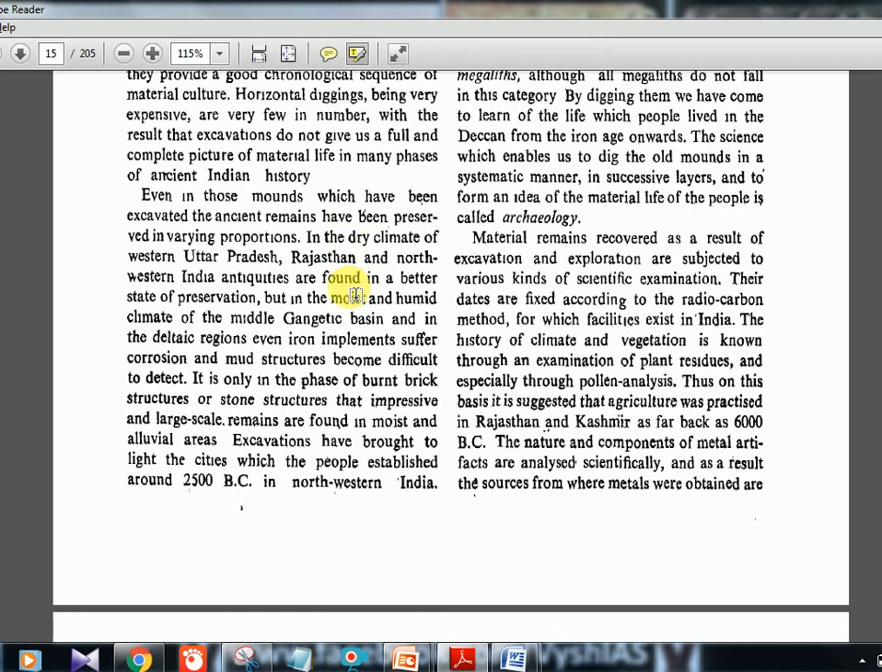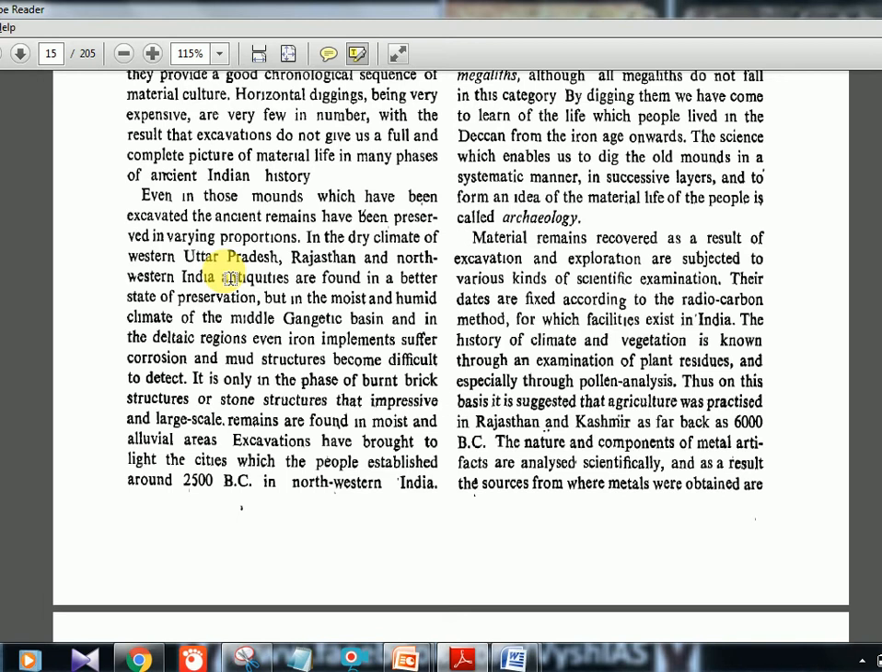Now even in the mounds which have been excavated, the ancient remains have been preserved in varying proportions. In the dry climate of western Uttar Pradesh, Rajasthan and northwestern India, antiquities are found in a better state of preservation. Okay, so you know, there are wet areas and dry areas in India. So the dry areas, it is still remaining fine. But in the wet areas, whatever was there, suppose the copper plate or the iron plate, will get degraded, right? It will get corroded. So that is why it is difficult to get them or retain them. Okay, even the mud structures will be totally destroyed. So that is why in the drier areas we find more and more ruins.